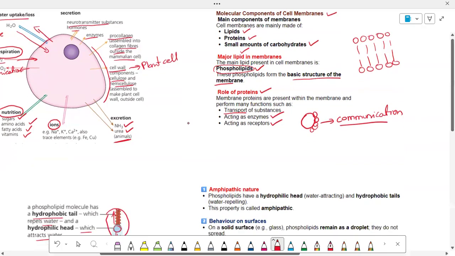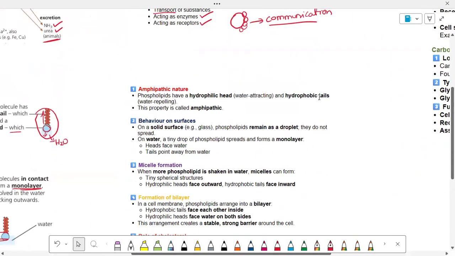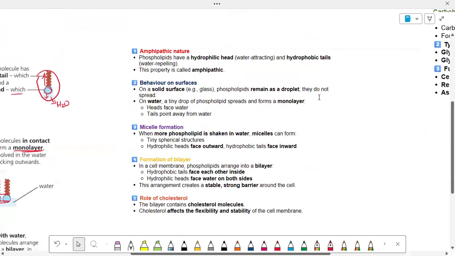Okay. The next is to discuss different properties of the cell surface membrane. I already told you it has amphipathic nature. Phospholipid has a hydrophilic head, water attracting, and a hydrophobic tail. So this property is called amphipathic nature, amphipathic property.